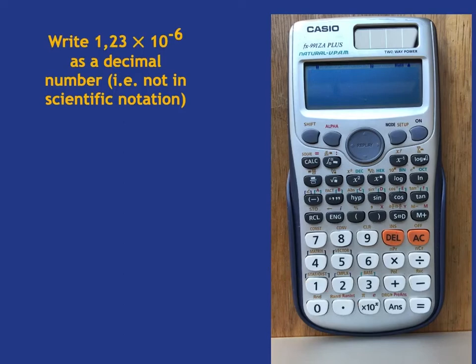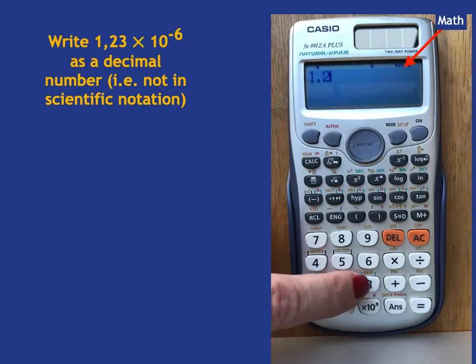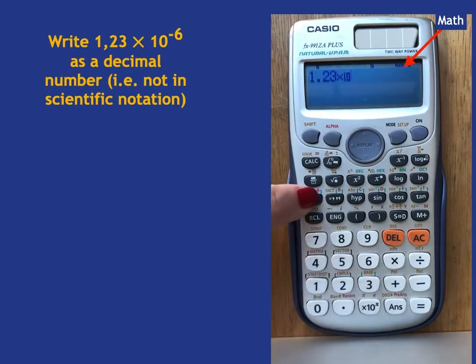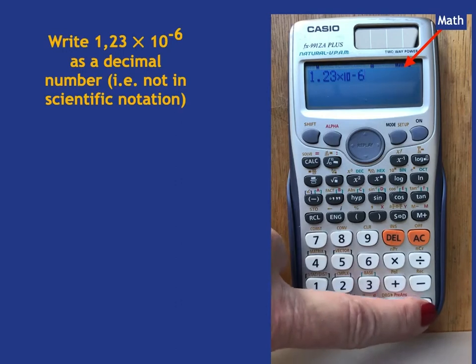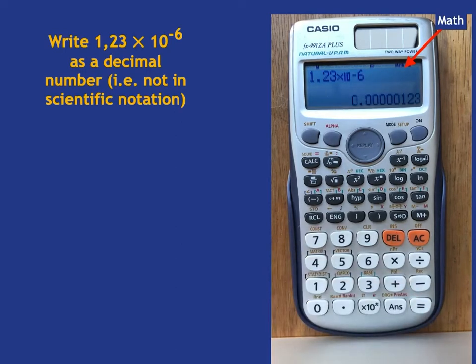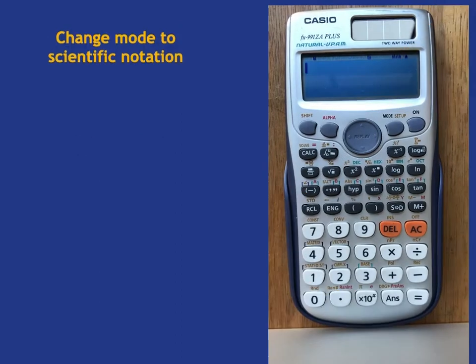So here we go, another example. Again, we check we're in the right mode, and then we simply enter 1.23. Use your times 10 to the x. This time we need that negative button and the 6, and we get our answer. So the only extra thing here is we use the times 10 to the x button, but because we want a negative exponent, we use that negative and then the 6, and we've got it.